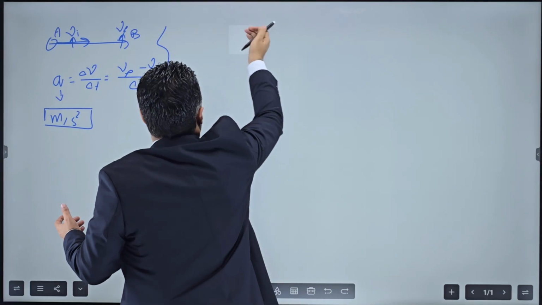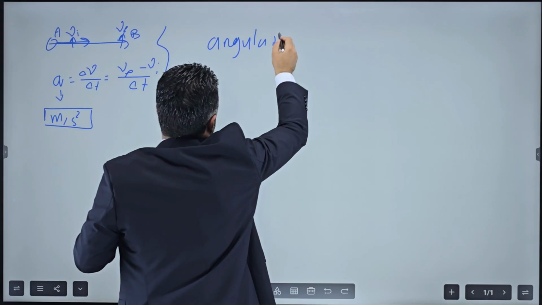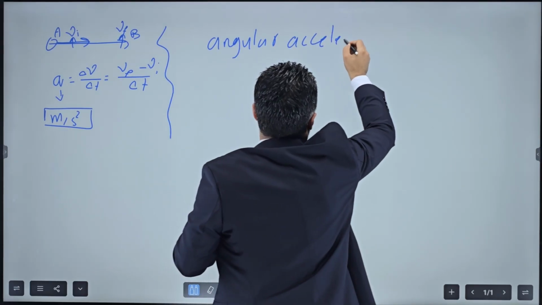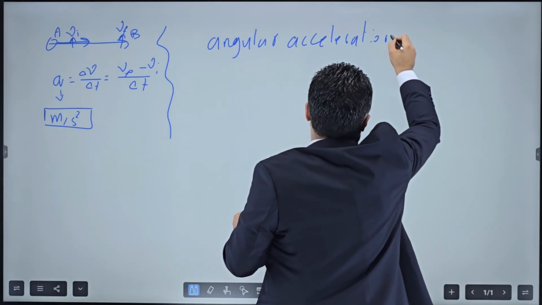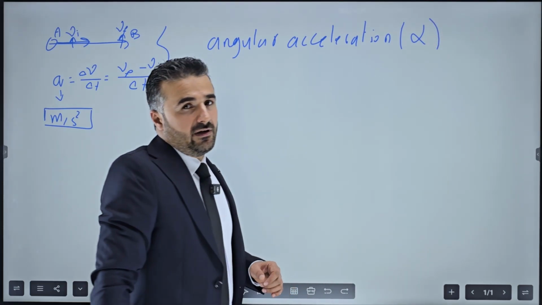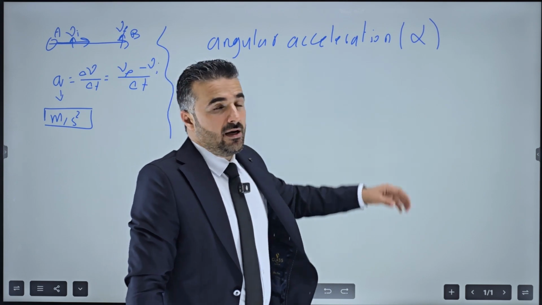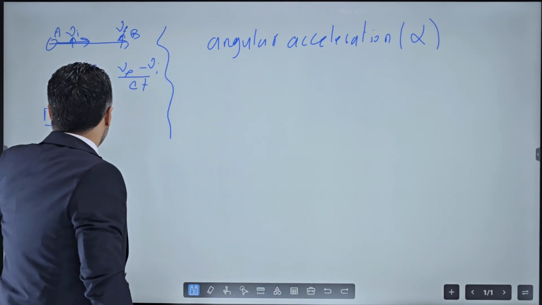So this acceleration that we use is going to become what? In rotational here. So let's just write this. We have angular acceleration. Angular what? Acceleration. What is the symbol that we use for angular acceleration? It is a Greek letter. It is called alpha. But we don't normally say alpha. We still call it angular acceleration.